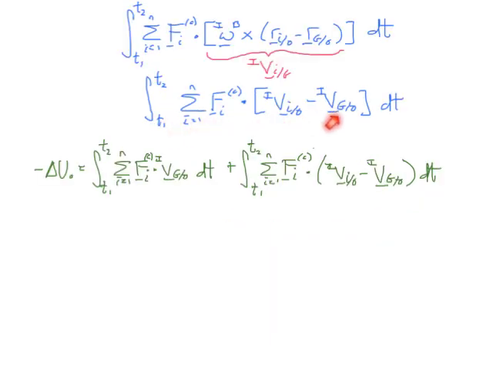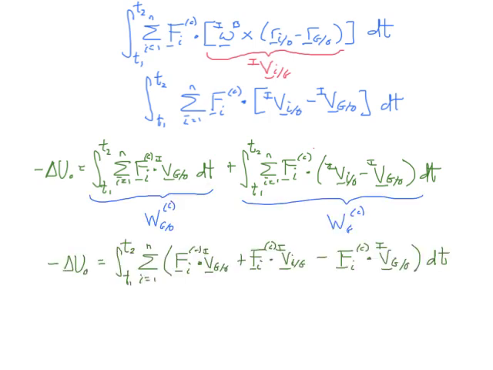So now we substitute this expression back into our original expression, or where we left off, which is our change of potential energy is equal to the translational work plus the rotational work. And now combining all into a single integral, we see that our velocity of g with respect to O cancels out.